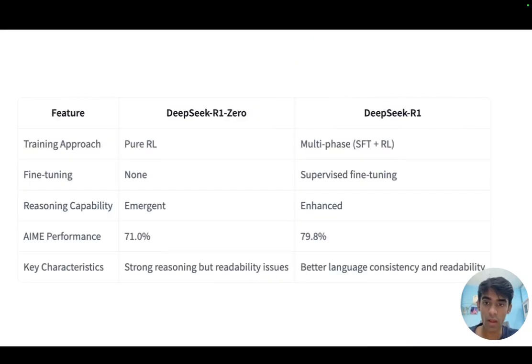Okay. Now coming to the difference between these two, DeepSeek R1-Zero and DeepSeek R1. So the training approach, let's go one by one. R1-Zero is purely based on reinforcement learning, but R1 is based on multiple phases, that is supervised fine-tuning plus reinforcement learning. There was obviously no fine-tuning done for R1-Zero, and as I already told you guys, we have done supervised fine-tuning in R1.